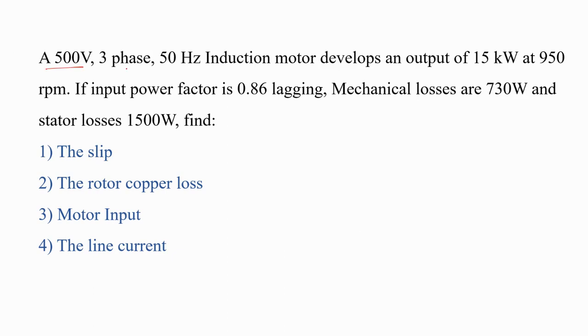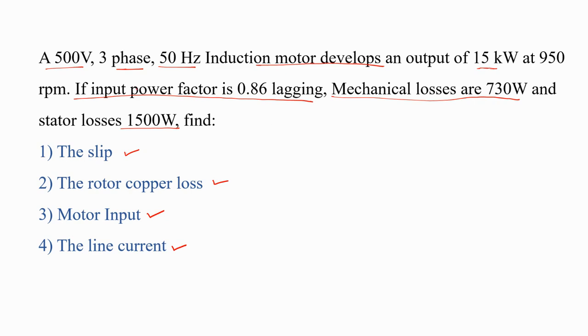A 500 volt 3-phase 50 Hz induction motor develops an output of 15 kW at 950 rpm. If input power factor is 0.86 lagging, mechanical losses are 730 watt and stator losses are 1500 watt. Find the slip, the rotor copper loss, the motor input and the line current of the motor.